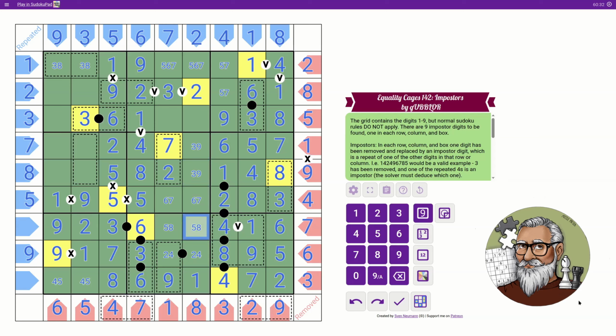3, 9. Still need a 2. Oh, I don't have an 8 here. Okay, that helps. This becomes 5. This becomes an 8. Right. I do need a 5 here somewhere. Yeah, 2 places though. 2 places. Can't have a 2 though. This becomes a 4. This becomes a 2.